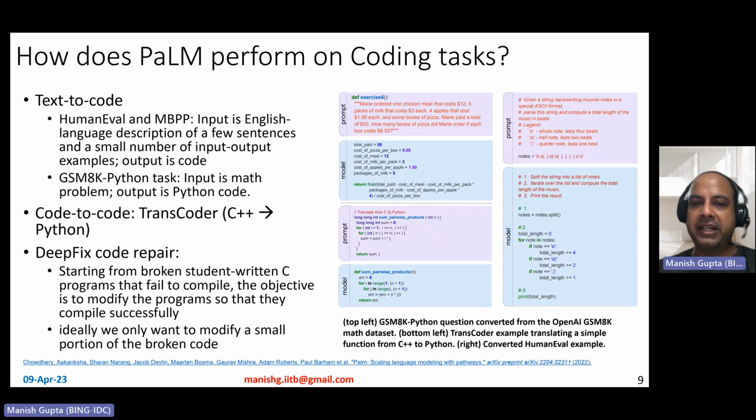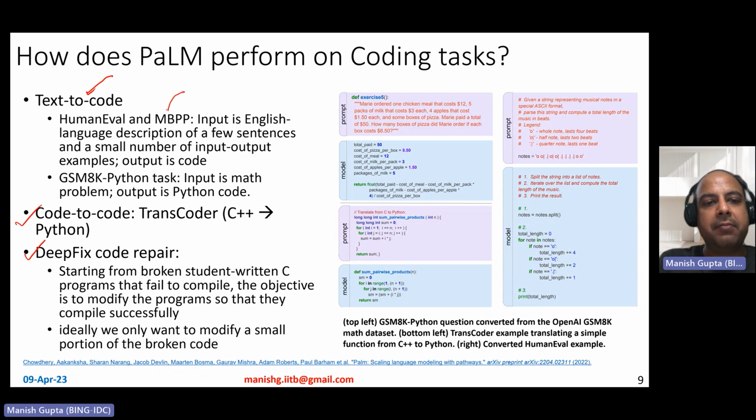So how does PaLM perform on coding tasks? They evaluated on 3 kinds of coding tasks: text-to-code task, code-to-code task, and DeepFix code repair. So what are these tasks, right? Text-to-code task is evaluated on 3 benchmarks, and the task is very simple. You have a text description, you want to generate code.